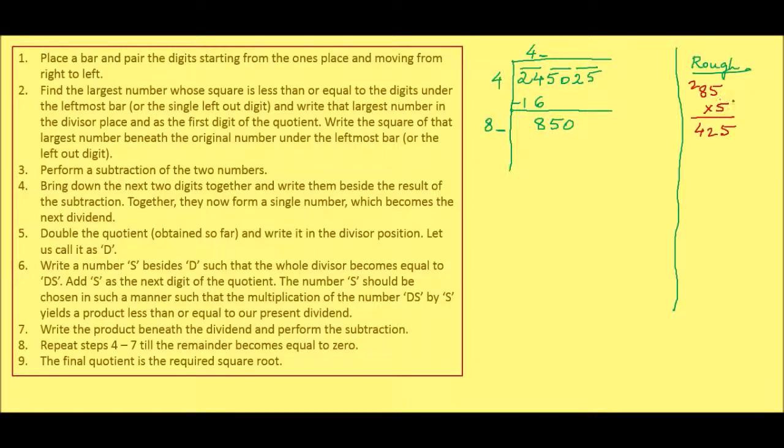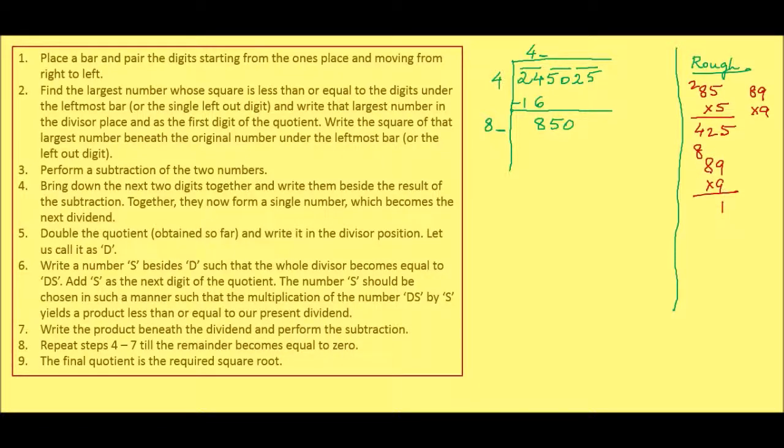We can try some other number. So let us try the largest number and see what happens. The largest digit will obviously be equal to 9. So let us see what is the product of 89 multiplied with 9. Let me write over here. So 89 multiplied with 9. 9 times 9 is 81.